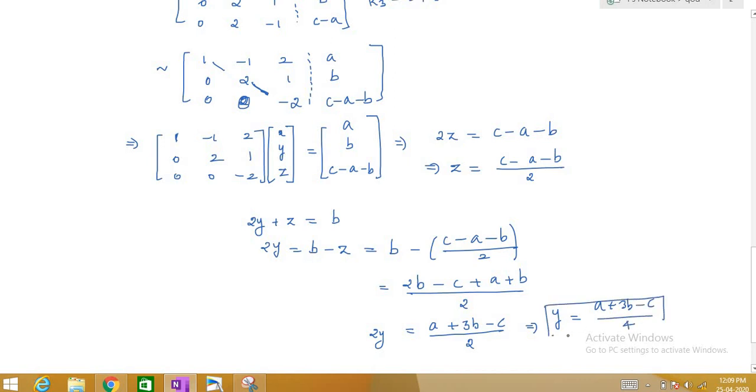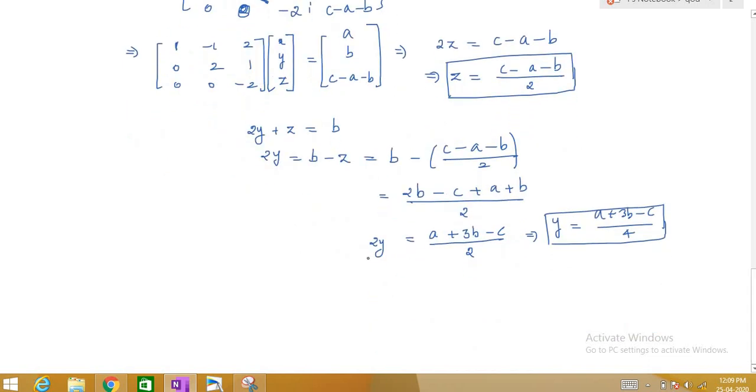So this is our y. We already found z, and we need to find x. So I solve the first equation. It will be x minus y plus 2z is equal to a. That means x is equal to a plus y minus 2z.